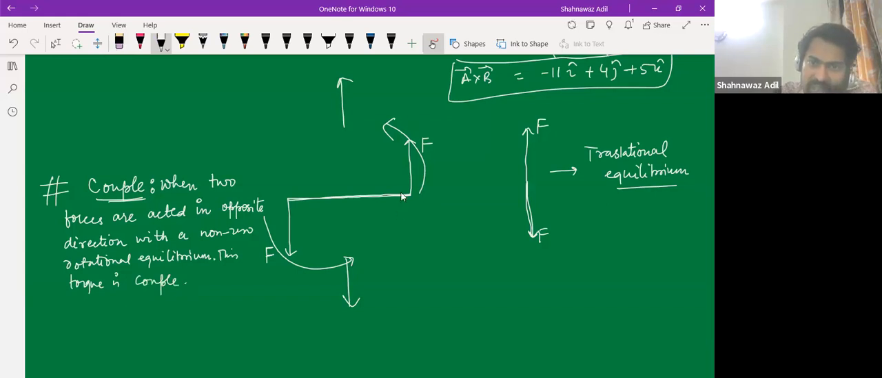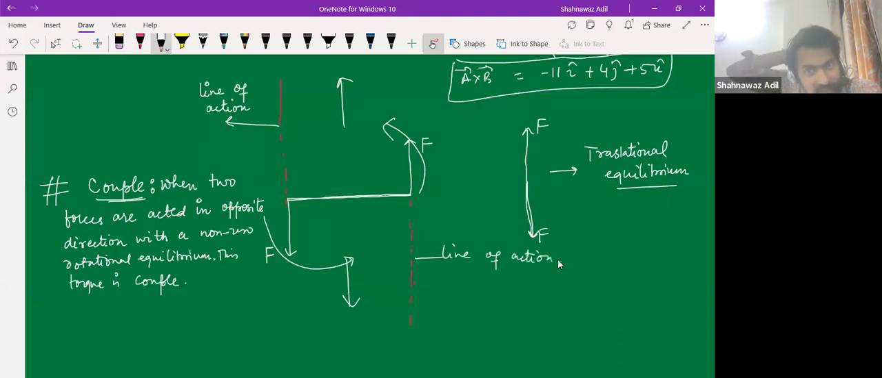So two forces, equal amount, acting in opposite direction, right? And these lines, so this is the line of force and this is the line. So these lines are called line of action. And this couple is a torque.